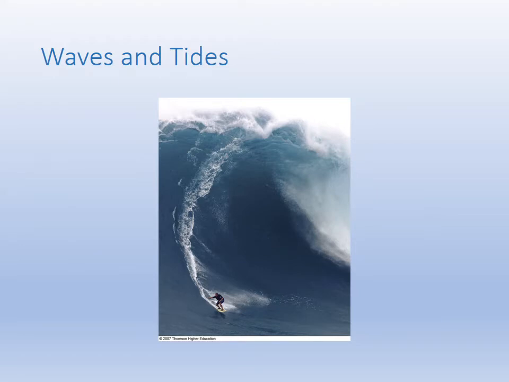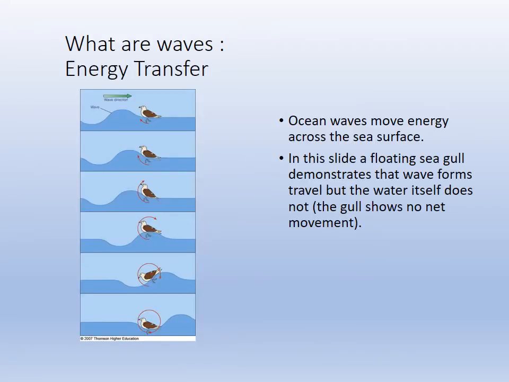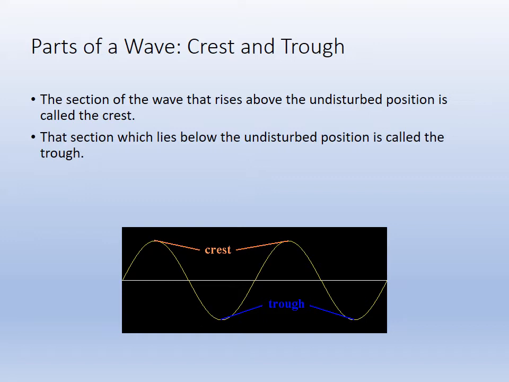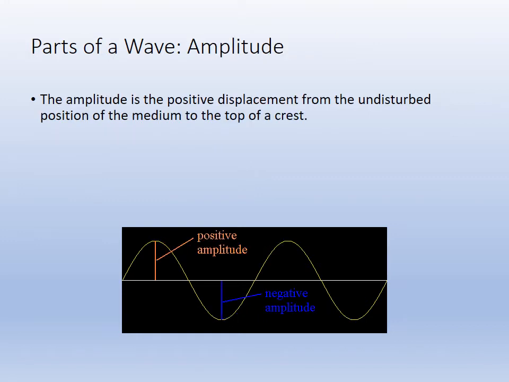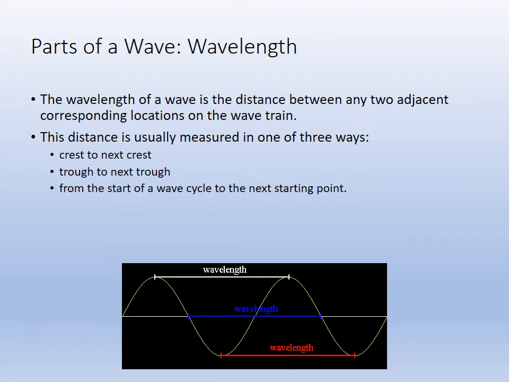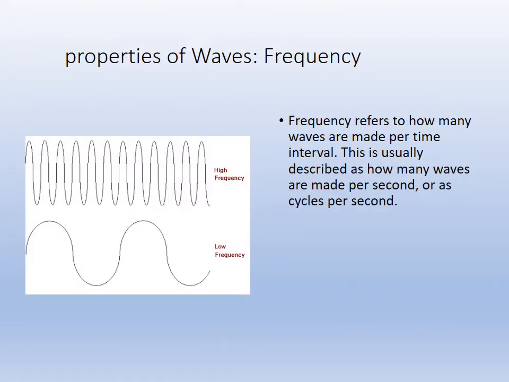Looking at the waves and the tides, some physical aspects of the marine environment. Waves are energy transfer. So they're going across the surface. The crest is the high point of the wave, and the trough is the low point. The amplitude is how high that crest or how low that trough is. The wavelength is the difference between two successive waves. So it's the length of one. The frequency is how many waves per second pass by. So a higher frequency or a lower frequency.